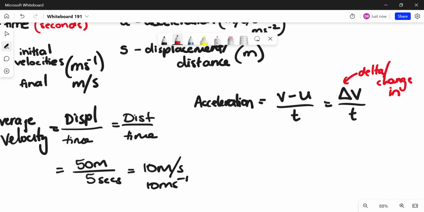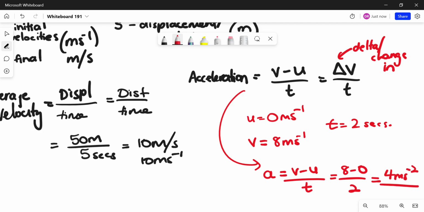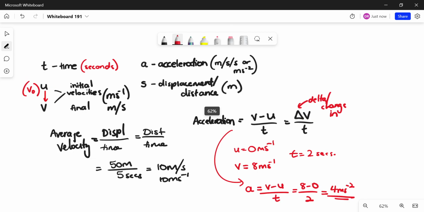What this is implying is that if we've got a change in velocity, so if I started off with a velocity of, say, 0, so let's say I was initially at rest, and then I accelerate to a rate of 8 meters per second, and I do that in a time frame of 2 seconds, then we'd jump into this equation saying a is equal to v take u over t, and therefore we've got 8 take 0 over 2, which is equal to 4 m/s^-2, and that would be our acceleration. So these are some really important letters that you're going to see throughout this topic.